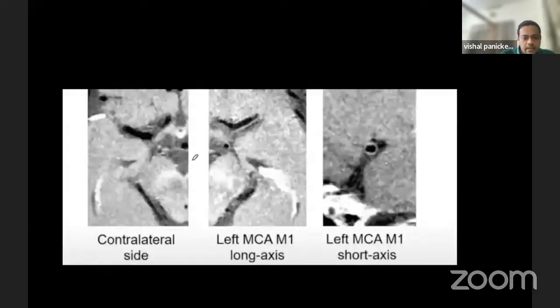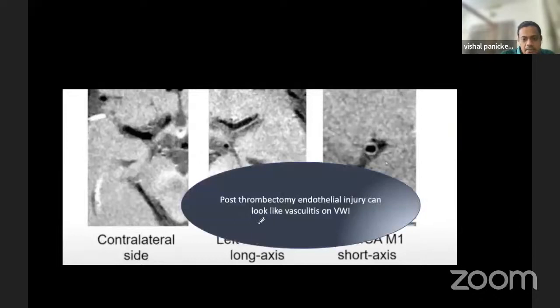Here we can see the left MCA M1 region in long axis. There is an enhancement along the vessel wall, a linear enhancement. This is a cross section showing the linear, smooth enhancement along the vessel wall with the lumen intact. Is it a vasculitis? Post thrombectomy can produce endothelial injury, which can look like vasculitis on vessel wall imaging.